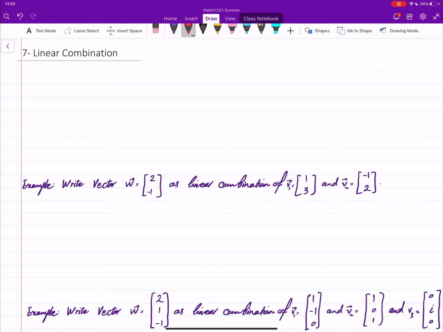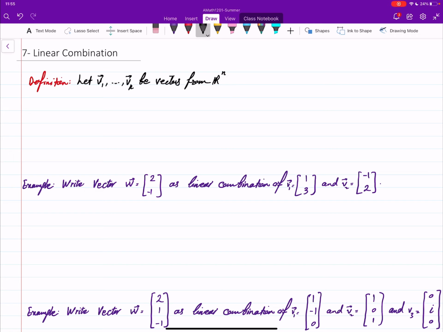Hello everyone. In this video, we will define an important notion called linear combination of vectors. Let me start with the definition. Assume that we have k vectors with n components. So v1, v2, vk are vectors from Rn.